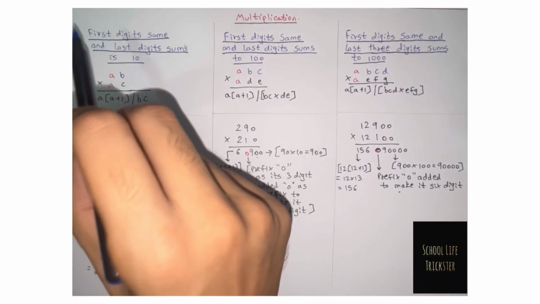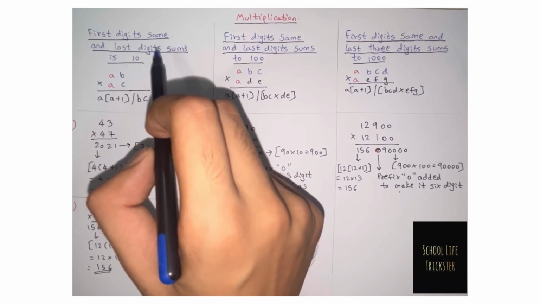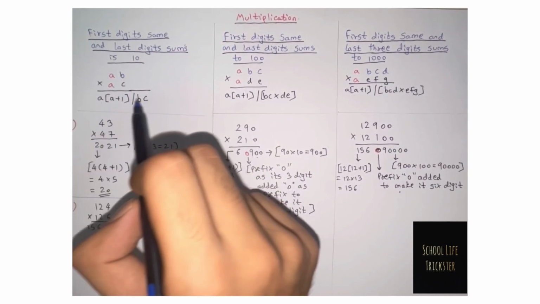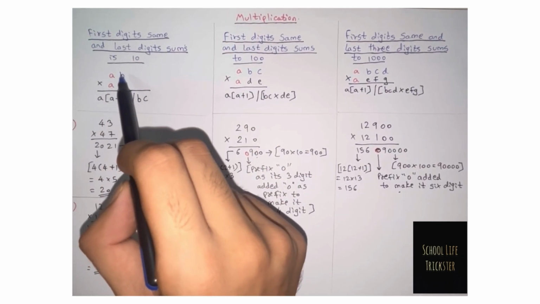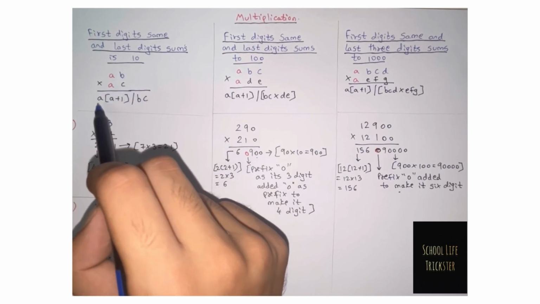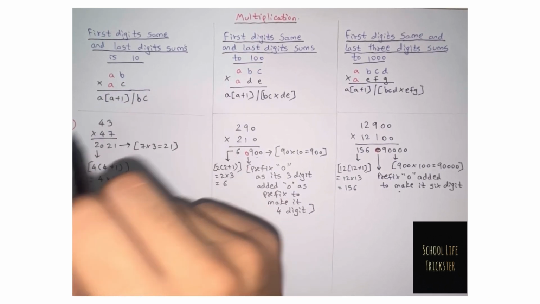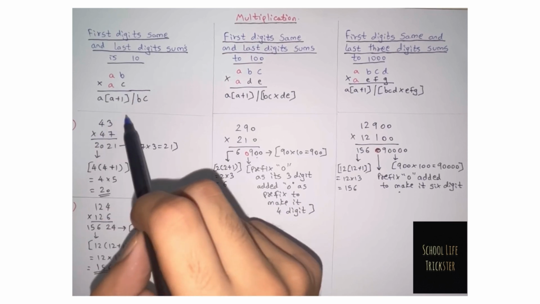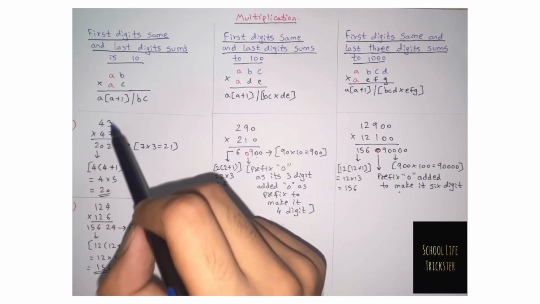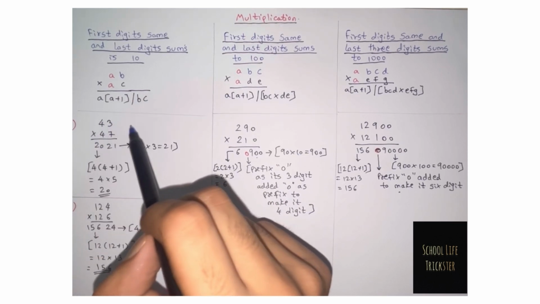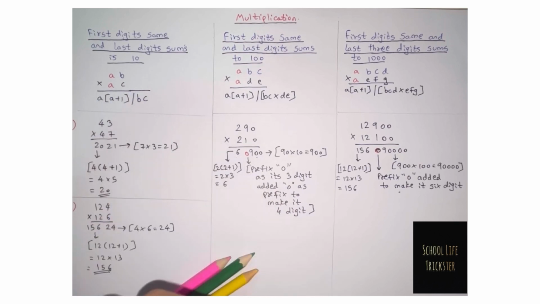Multiplication trick. First digits are the same and the last digits sum is 10. Here is the formula: A into A, AB into AC, A into A plus 1 and B into C. Let's see it by example. 43 into 47. Now the last digits are 7 and 3. The total addition sum is 10.